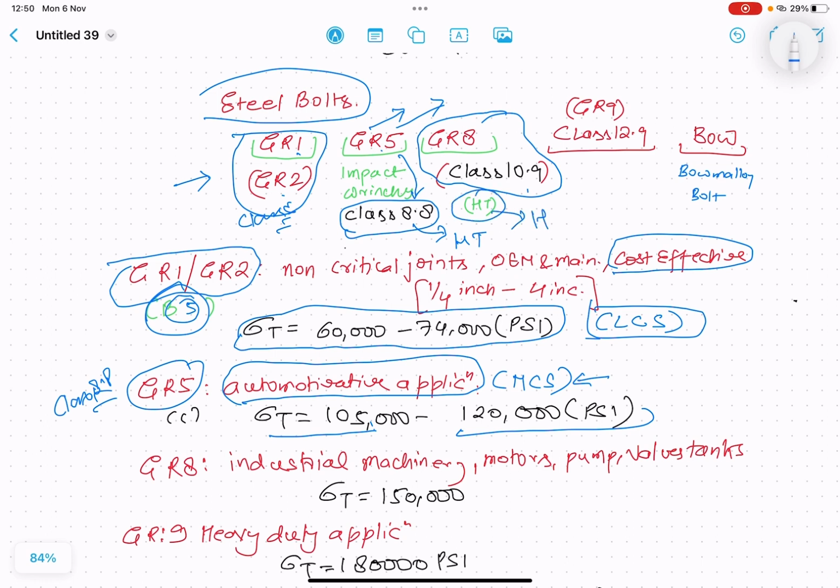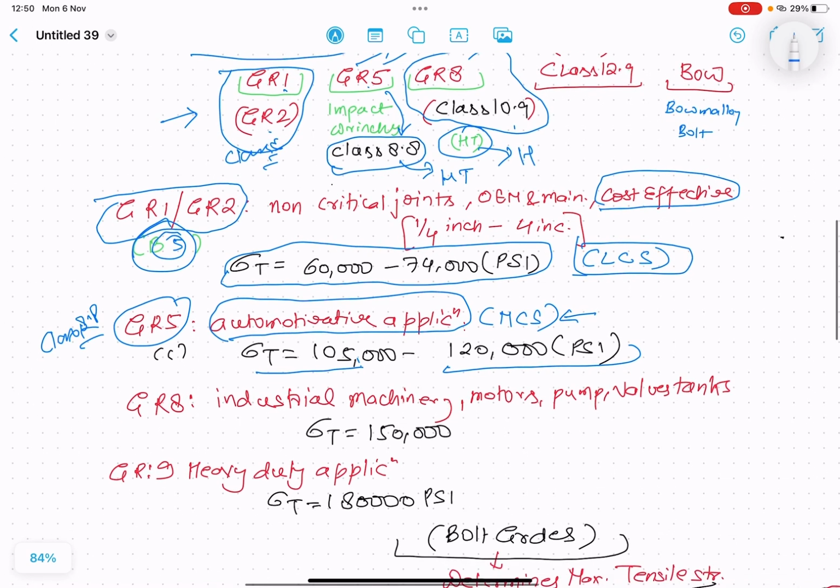Above this, grade 8 or class 10.9, we generally call them HT bolts, and these HT bolts can withstand tensile stress up to 1,50,000. Mostly in erection and commissioning work, this grade 10.9 bolt is used in industrial machinery, such as motors, pumps, valves, tanks, etc. Basically these grade 8 or class 10.9 bolts are generally used.